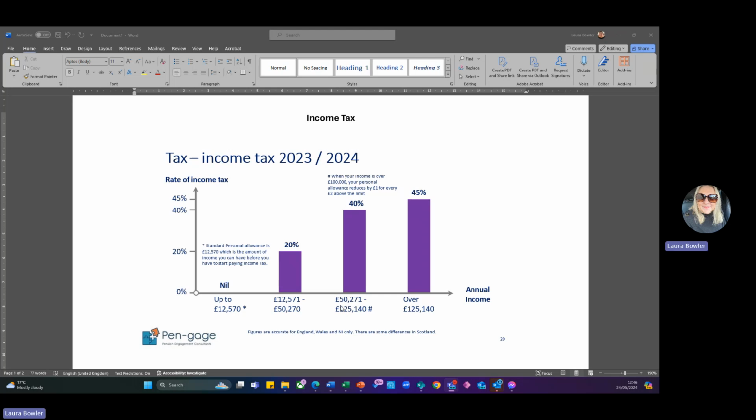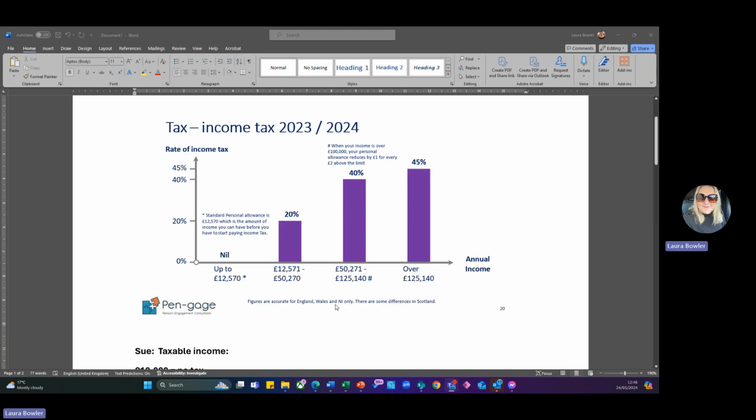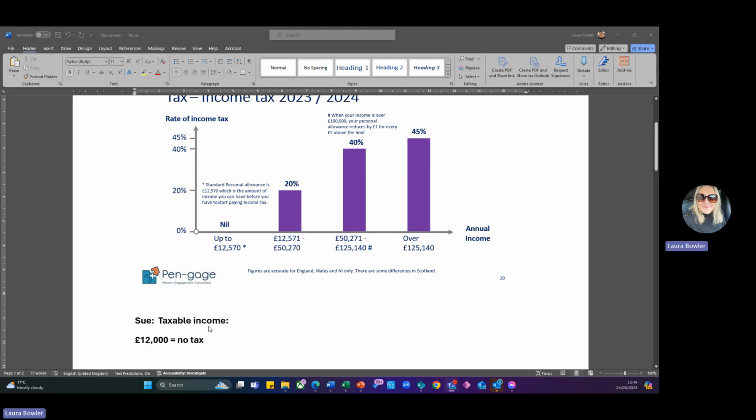So let me give you a couple of examples to show you what that means. Let's talk about Sue. So Sue has total taxable income in the tax year of £12,000. Now that is below this personal allowance of 12,570. So she will pay no tax on that, and her net income, therefore the amount she would receive, is £12,000.